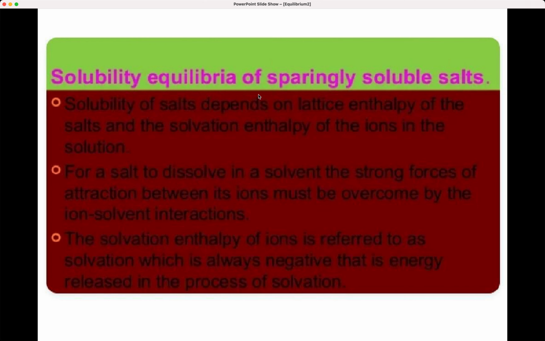Now, solubility equilibria of sparingly soluble salts. Solubility of salts mainly depends on the lattice enthalpy of the salt and the solvation enthalpy of the ions in solution. If a salt is to dissolve in a solvent, the strong forces of attraction between its ions must be overcome by the ion-solvent interaction. The solvation enthalpy of ions is always negative, and energy is released in the process of solvation. So remember all these points.